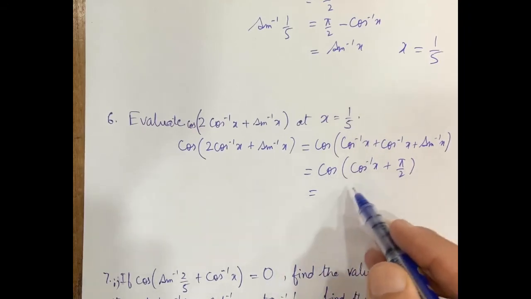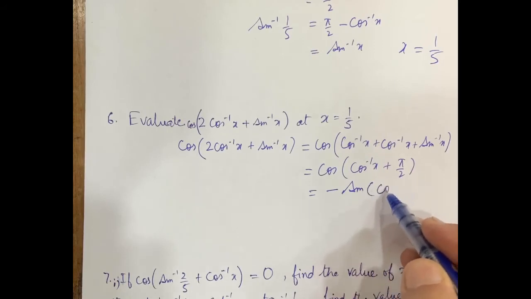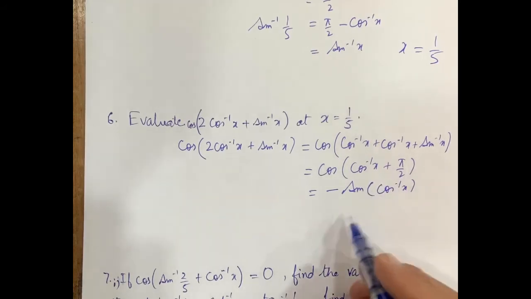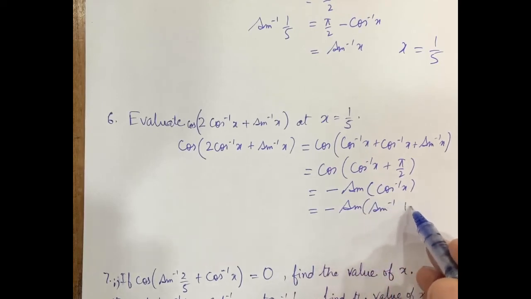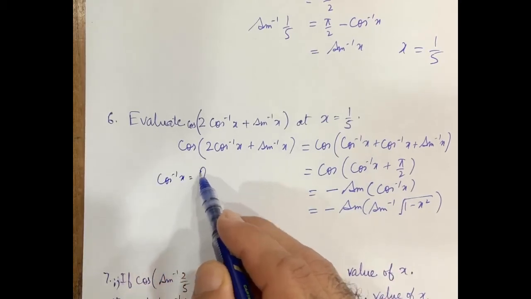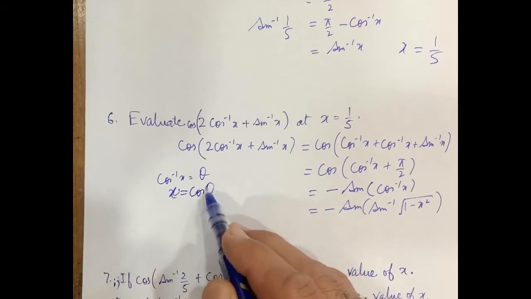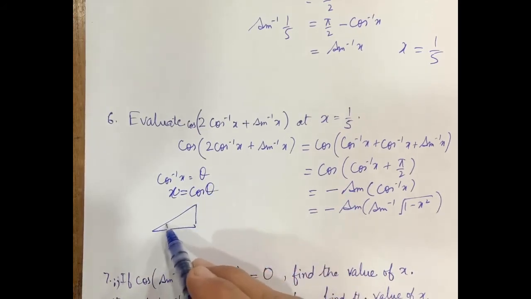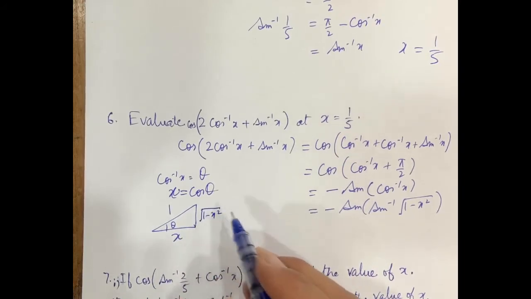Cos of pi by 2 plus theta is minus sin of theta, so minus sin of cos inverse of x, and this can be written as minus sin of sin inverse of root 1 minus x square. Cos inverse of x is, let's say, theta. This means x is cos of theta. So in the triangle, if this is theta, this is x and this is 1. This side will be root of 1 minus x square.